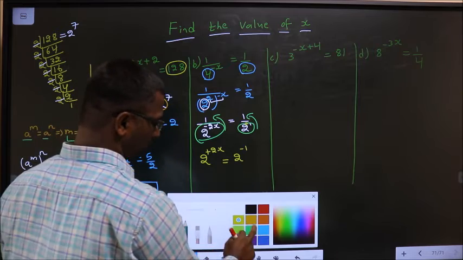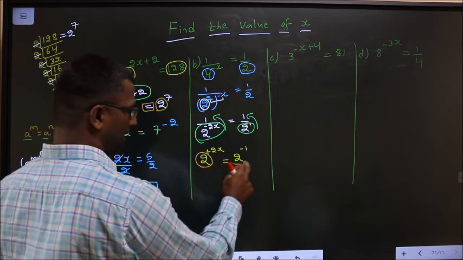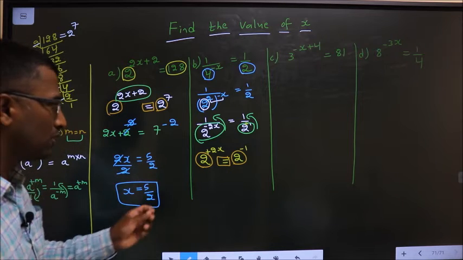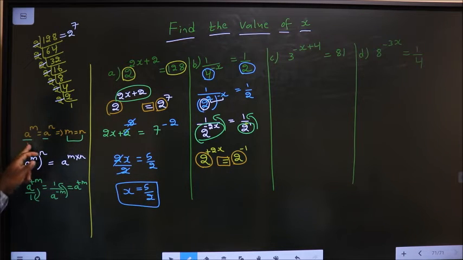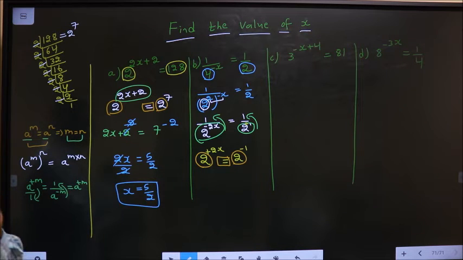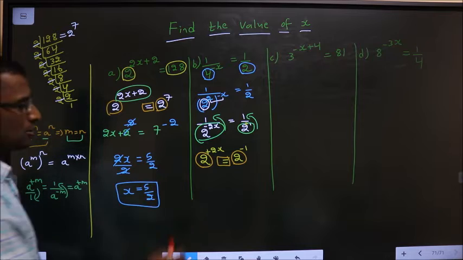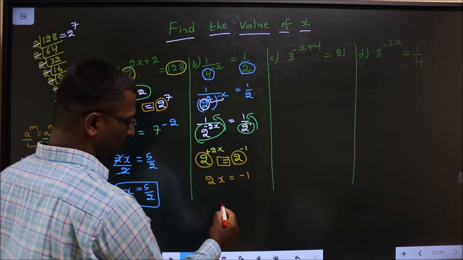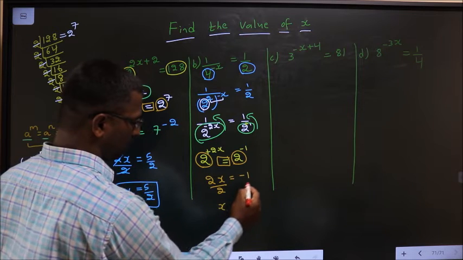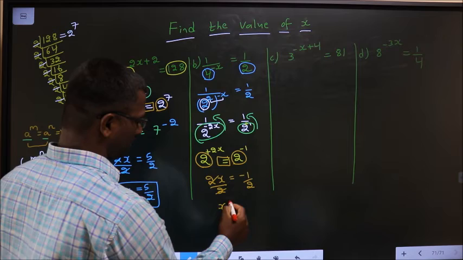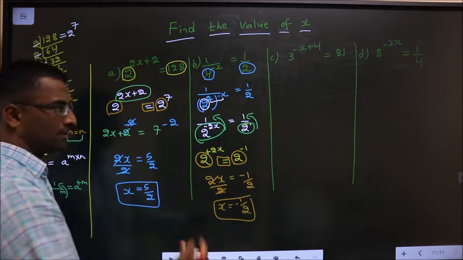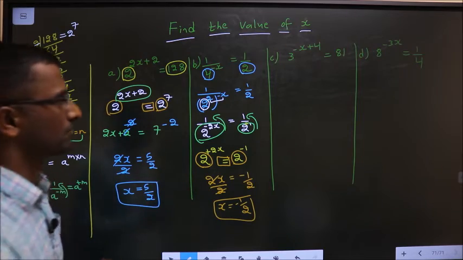Now, you should observe that the bases are same and you have equal to between them. So what rule will you apply is this one. Bases are same, equal to, that indicates that powers should also be same. So equate the powers. So 2x equal to minus 1. Now to get x, divide by 2. So x equal to minus 1 by 2. Clear? Now the next one.